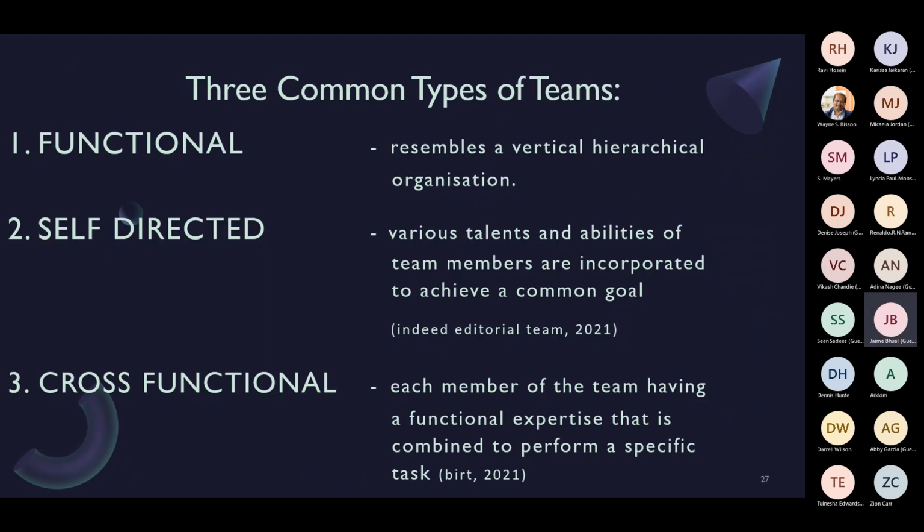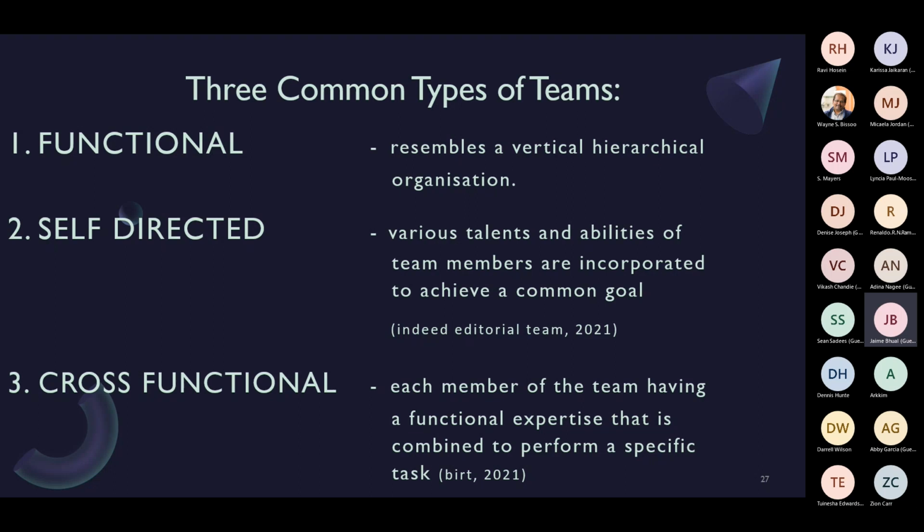And there are three common types of teams. So there's the functional team, which resembles a vertical hierarchical organization that performs specific organizational functions. So these are like the manager at the top and the subordinates at the bottom. And then there's a self-directed team where various talents and abilities of team members are incorporated to achieve a common goal. There is no manager, and decisions for the project are made by team members together. There are advantages and disadvantages, of course, associated with this type of team structure. And then finally, there's the cross-functional team, which involves each member of the team having a functional expertise that is combined to perform a specific task.